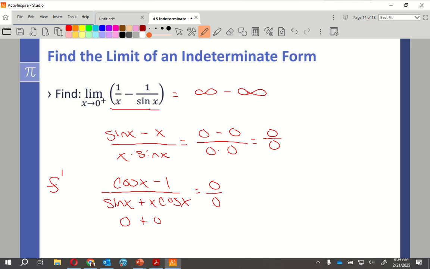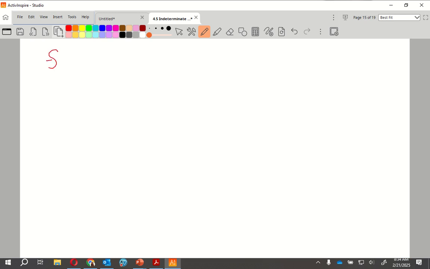Alright, so now we're going to second derivative this one. So I'm going to carry it over to a new page. So cosine x minus 1. So that's my first derivative. I ended up getting 0 over 0 again. And let's try second derivative.